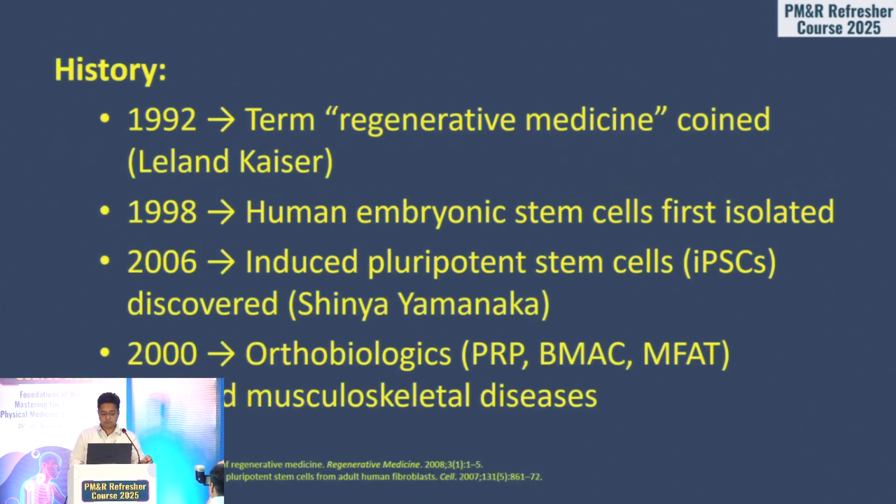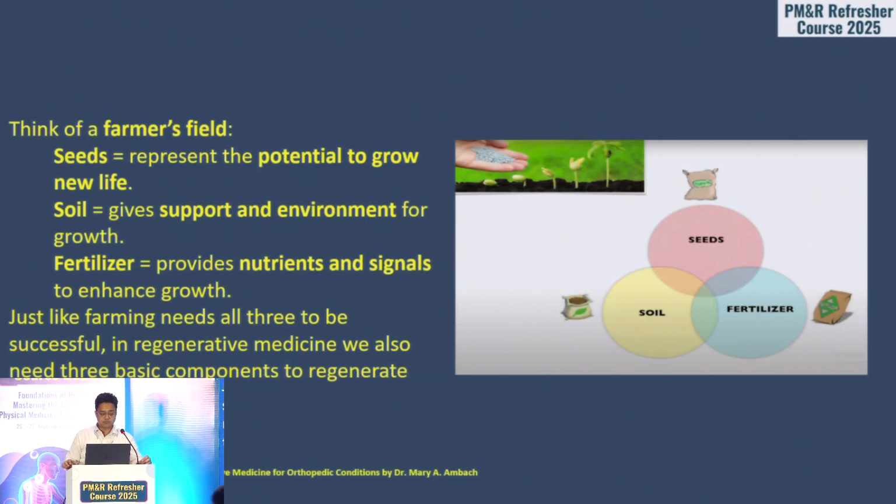If we talk about the history, in 1992, the term regenerative medicine was given by Kaiser. In 1998, human embryonic stem cells were first isolated. In 2006, induced pluripotent stem cells were discovered by Shinya. And since 2000, orthobiology has been very much used in musculoskeletal conditions.